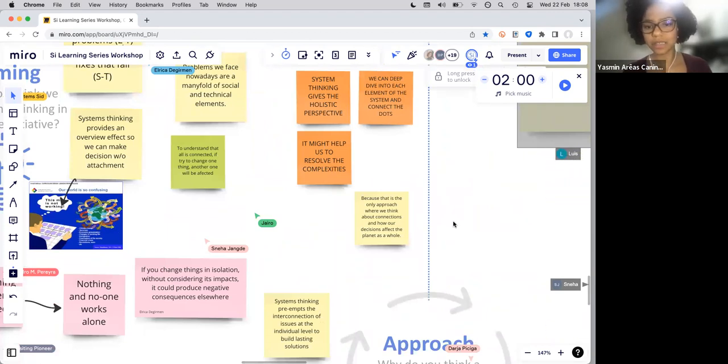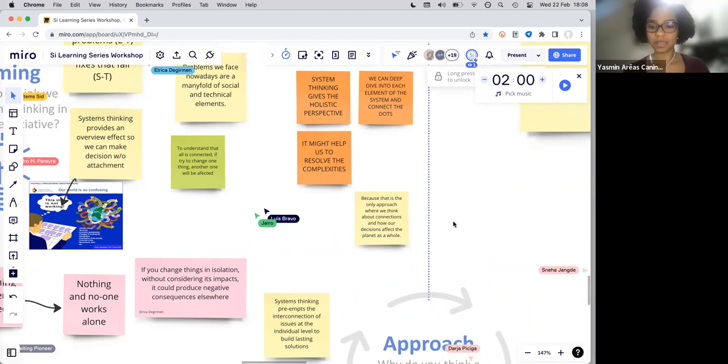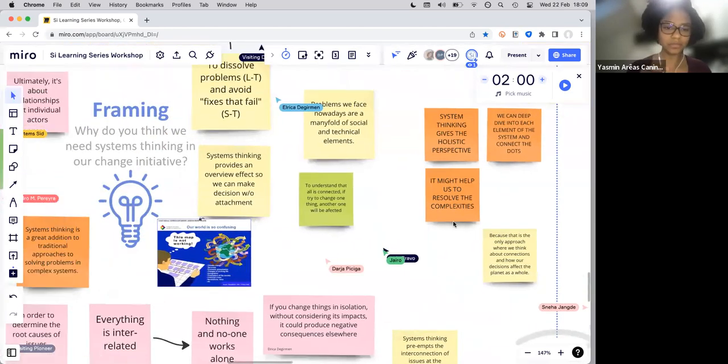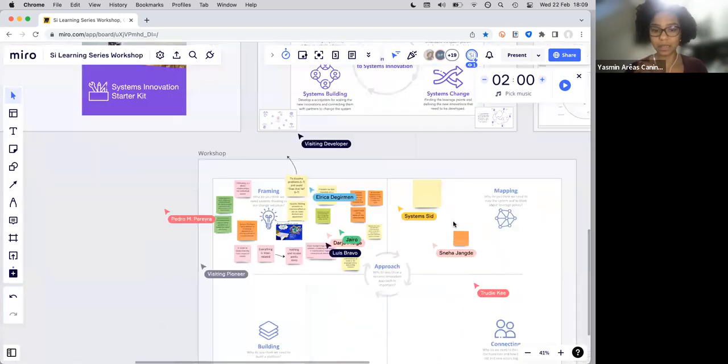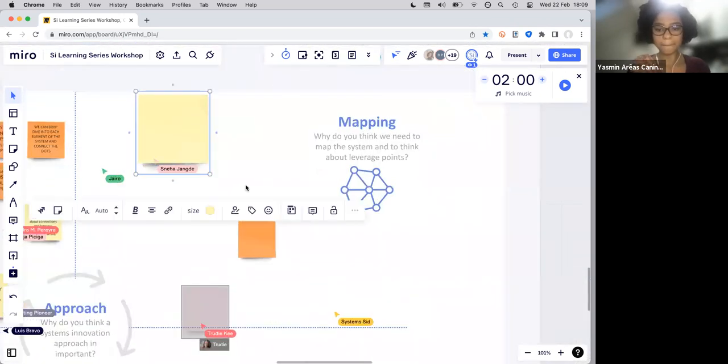Systems thinking gives us the holistic perspective. We can deep dive into each element of the system and connect the dots. Because it's the only approach where we think about connections and how our decisions affect the planet as a whole. Great stuff. Great stuff. Ultimately, it's about relationships, not individual actors. Great. Yes, the connections, right? We're all interconnected, as we've seen here. So great. Well done. Maybe we can go to the second quadrant, mapping.